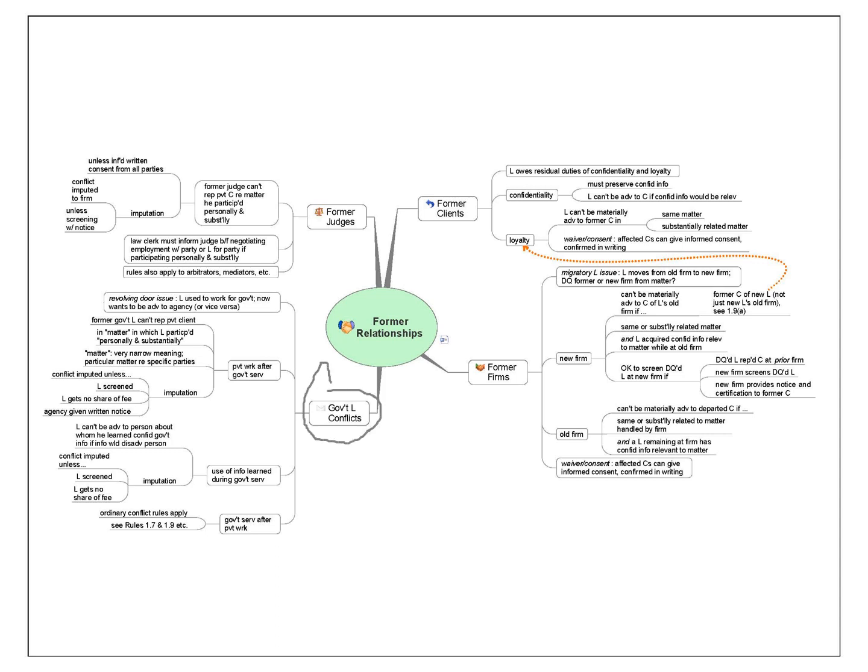Government lawyer conflicts. And this is all the revolving door issue. The policy is we want to encourage people to go into government service and not disqualify them afterwards. And here's the hypo. The lawyer used to work for the government, now wants to be adverse to her prior agency. All right. Now let's talk about private work after government service.